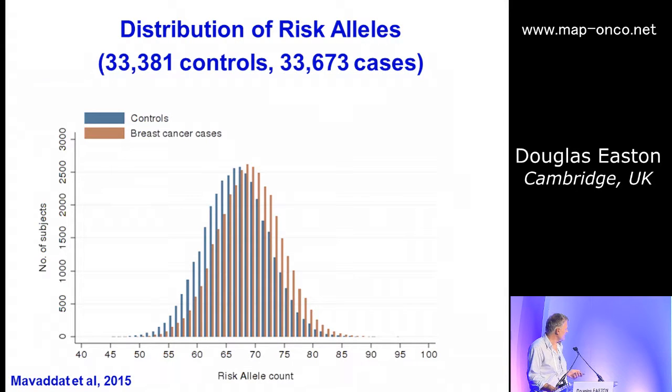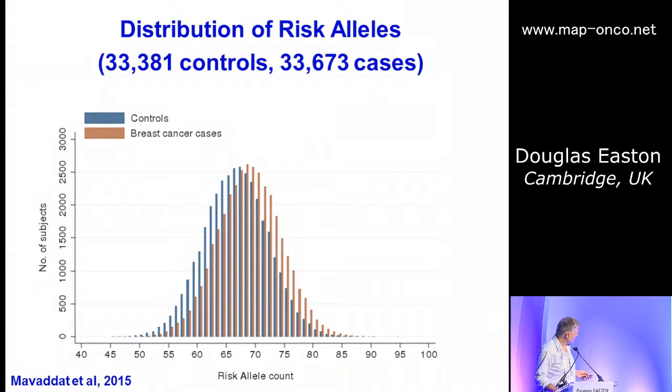That's illustrated here. These blue bars show the distribution of the number of risk alleles that people in the population carry. At this stage, based on 77 risk variants, on average, women in the population carry about 70 risk variants, but some carry a lot more and some carry a lot less. You get this nice normal distribution of risk variants. And because these risk variants are risk variants, breast cancer cases, on average, have a higher number of variants. And so you've got a distribution which is shifted to the right.